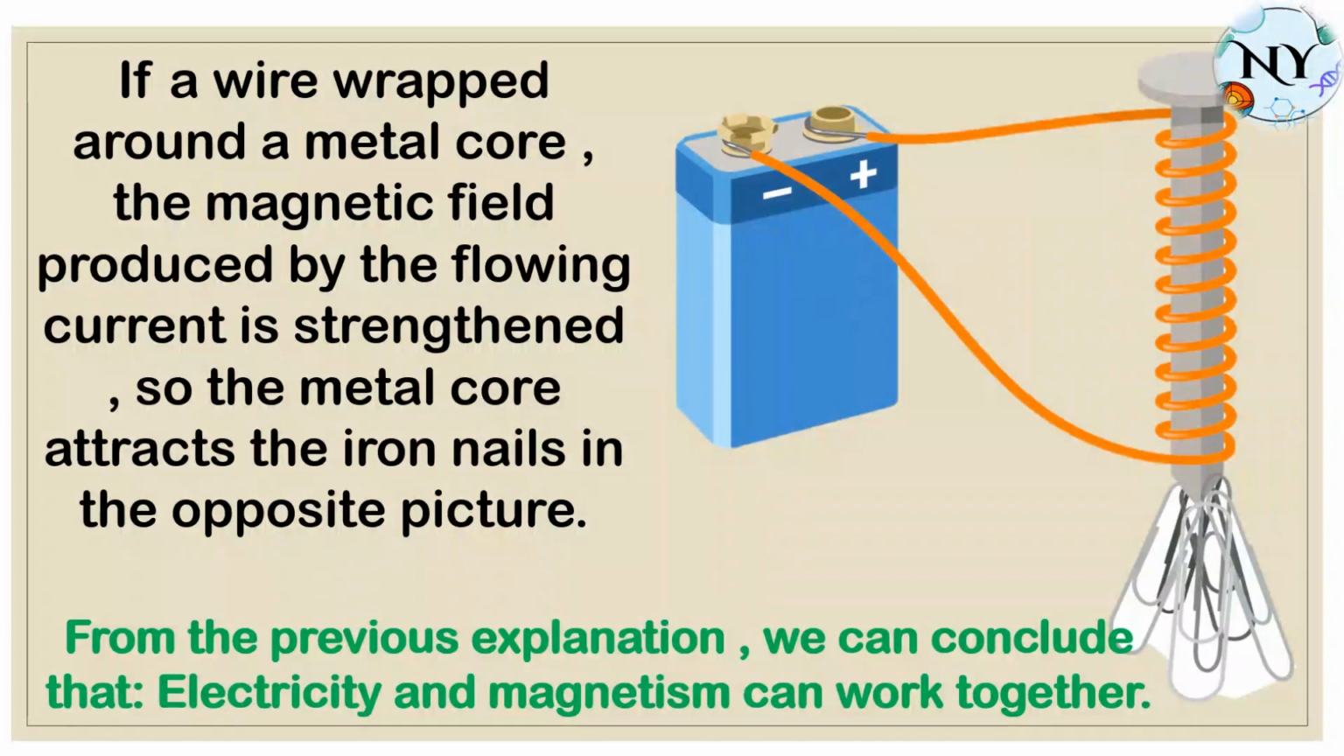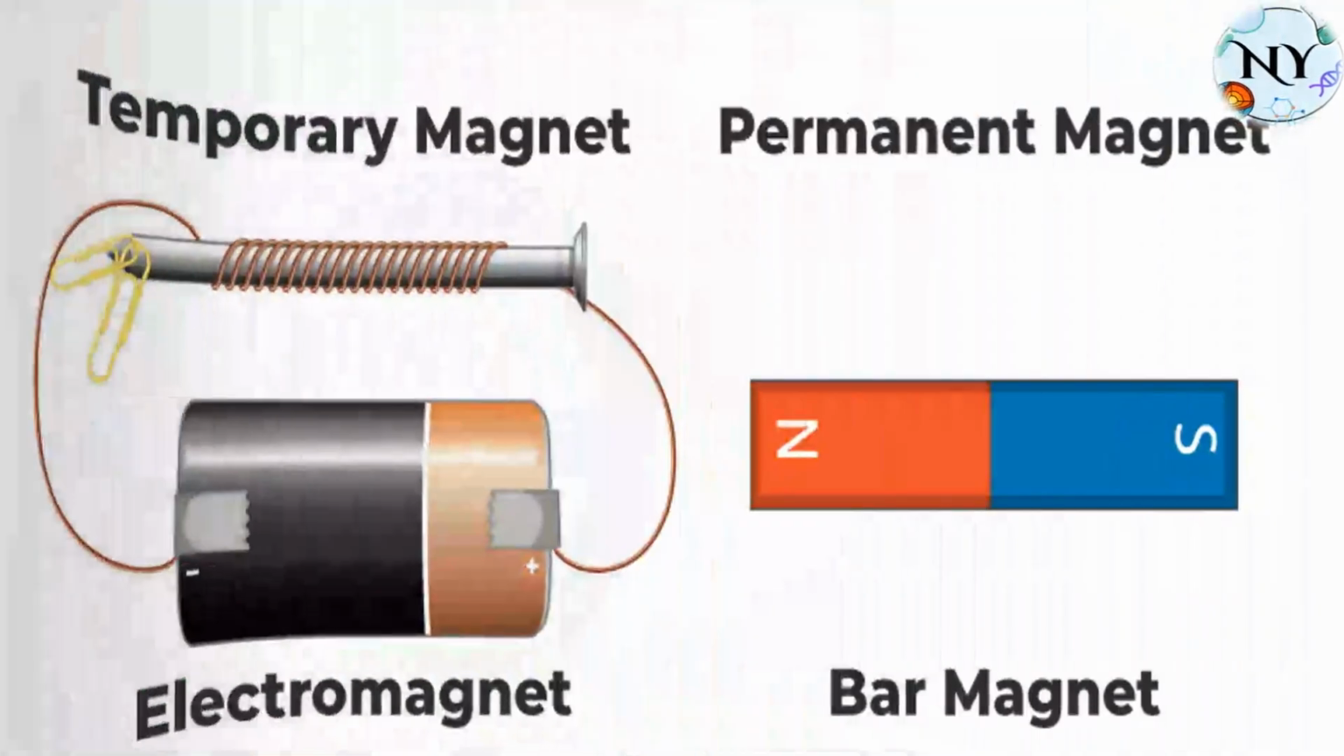When we wrap the wire many times around the iron nail and connect it to the battery, we have electricity now. This electricity changes into a magnetic force or magnetism, which makes the iron nail change into a magnet to attract iron filings or paper clips.